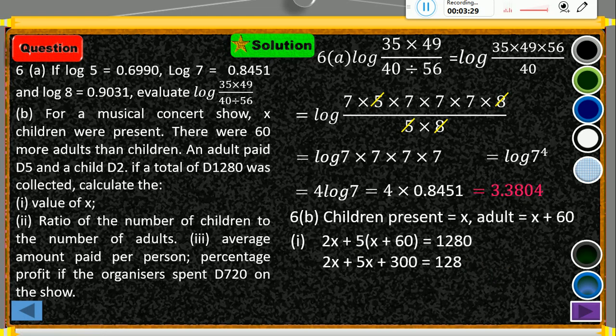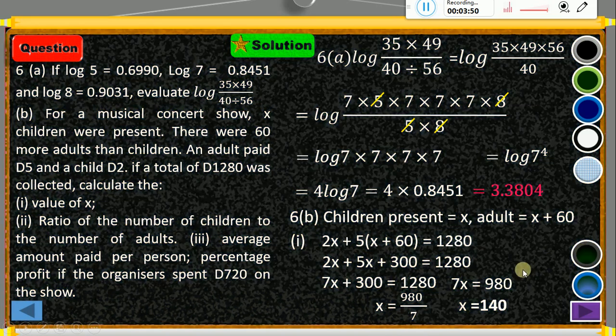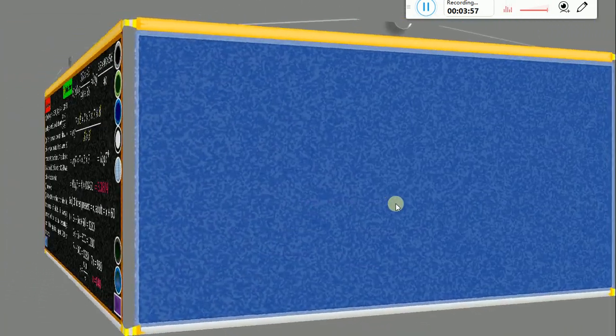Simplifying that expression, we have that. Then simplifying further, we have this. Then we can now make x the subject, and then divide both sides by 7. That gives us x is equal to 140. That's the answer for 6a. Then we move to 6b.